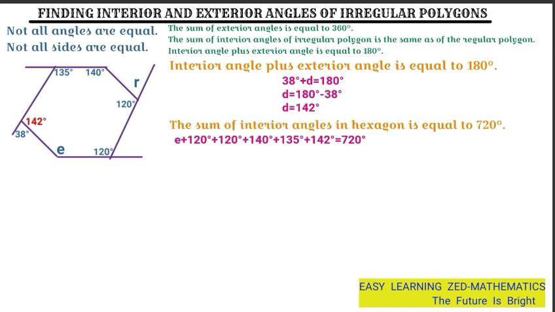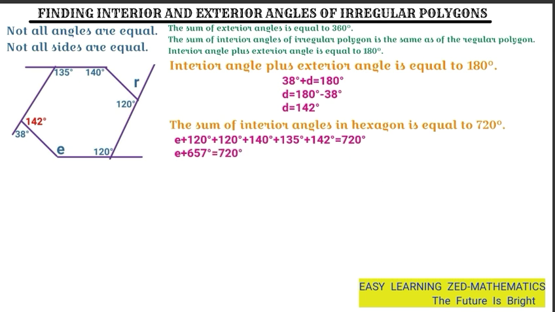Once I've done that, I'm going to write E plus 657, because the value of the other 5 angles is 657. When you add 120 plus 120 plus 140 plus 135 plus 142, it gives you 657 degrees. So E plus 657 will give you 720 degrees.